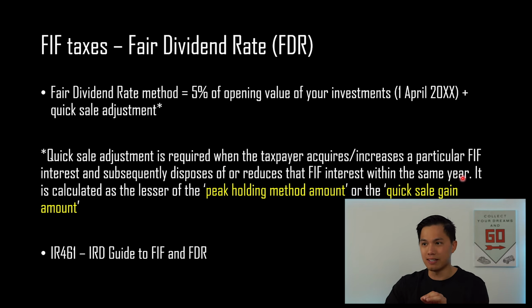So this number, the quick sale adjustment, is calculated as the lesser of the peak holding amount or the quick sale gain. Now I won't go into these two methods because this video will get too long, but you can find more information on IR 461. So just Google that number and it'll show you IRD's guide to calculate FIF rules for the fair dividend rate.